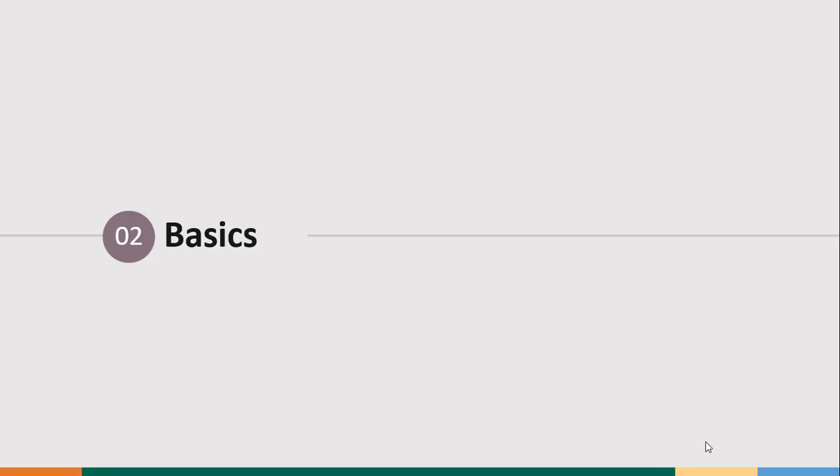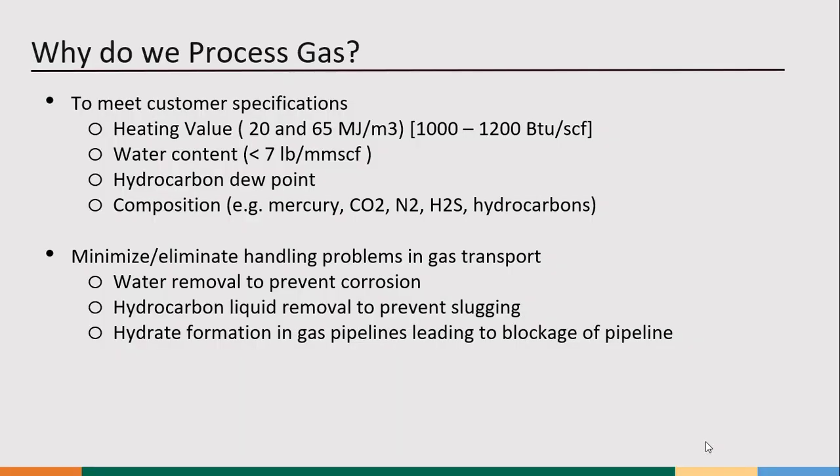Let's first take a deep dive into some basics. So first, why do we want to process the gas? Some basic reasons are that we want to process the gas to meet the customer or end user requirements. The end user requirements are mostly the heating value, the water content, the hydrocarbon dew point, and the composition. Composition means impurities that have limit values, for example mercury, CO2, nitrogen, H2S.